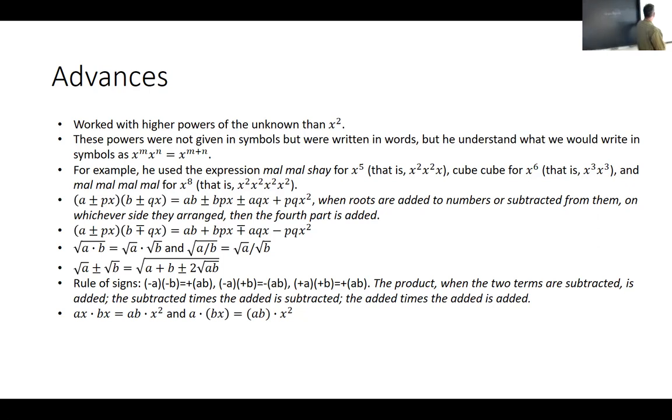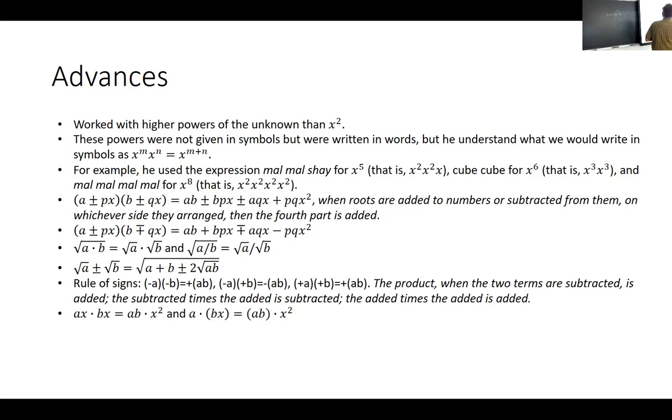He wrote down rules which you would find in an algebra textbook. Things like a plus or minus px times b plus or minus qx, you would multiply it out, like this. Although he did it in words, and when you look at his words, we would find it a little confusing. Like he says, when roots are added to numbers or subtracted from them, on whichever side they are arranged, then the 4th part is added. So this means this, right?